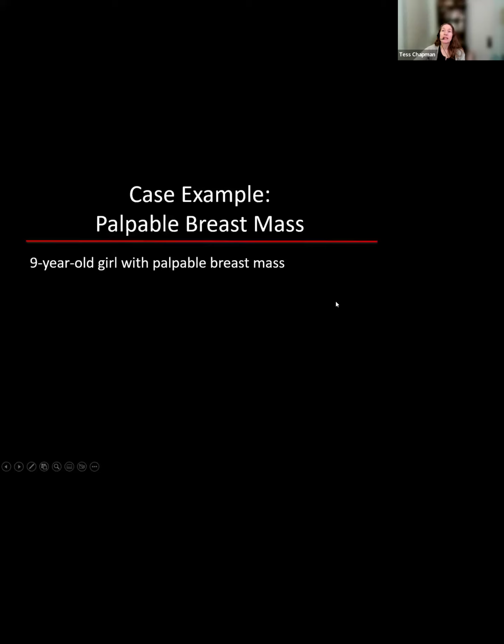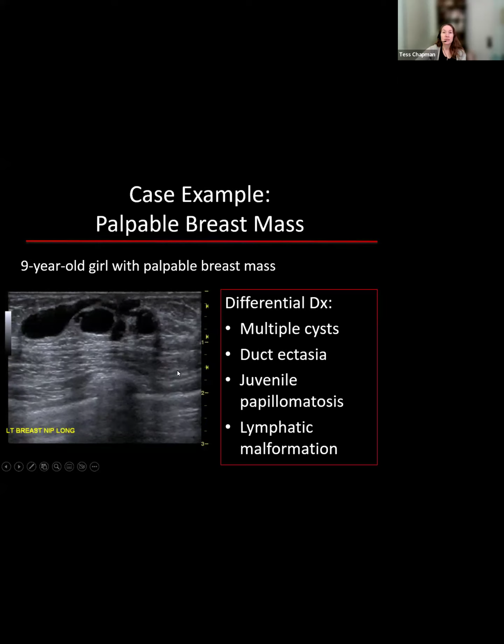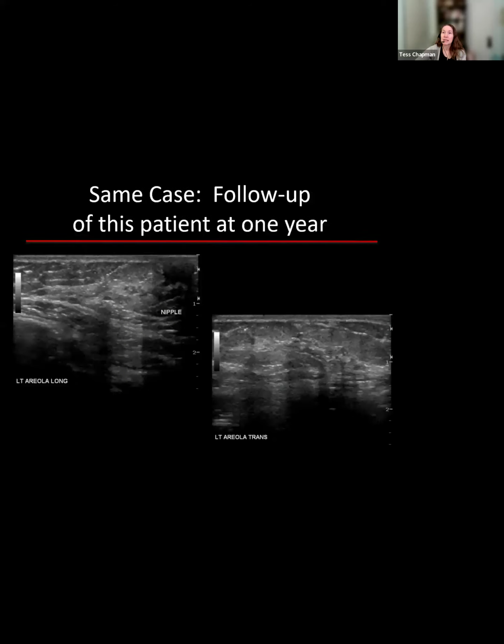Let's move on to a different case. This is a 9-year-old girl with a palpable breast mass. And here's what we see. So we're seeing multiple tubular and round anechoic, well-demarcated structures with posterior acoustic enhancement. And so our differential here is multiple cysts, duct ectasia, juvenile papillomatosis, or maybe a lymphatic malformation of the chest wall extending into the breast.